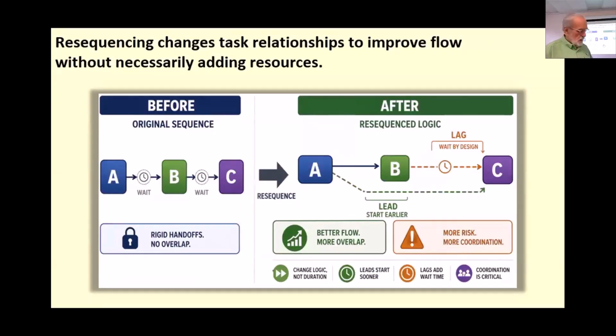Another one here is resequencing the work with leads and lags. Resequencing changes the task relationships to improve flow without necessarily adding resources. So it's another response called resequencing. While crashing adds resources and fast tracking overlaps work, resequencing changes the order or timing logic of activities to improve the flow of the work. In practice, the project manager looks at the dependencies and asks whether the current sequence still makes sense under the actual project conditions. And this is where leads and lags come in.